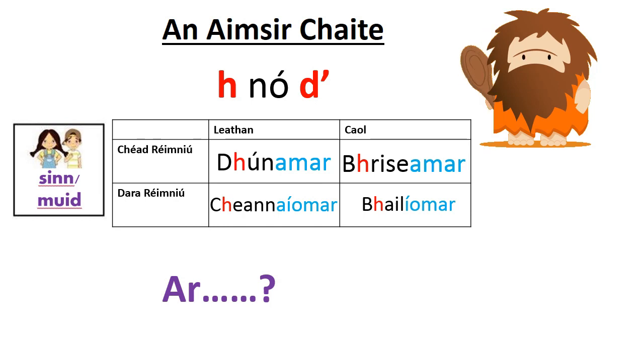If I want to answer that positively, I just give the verb right back to them. Remember, there's no yes and no in Irish. So I'll say, dhún mé, I did close. But if I didn't, I'm going to say níor. Again, this is a difference in the aimsir chaite. In the other tenses, we say ní, but in the aimsir chaite, it's níor. Níor dhún mé. I didn't close.